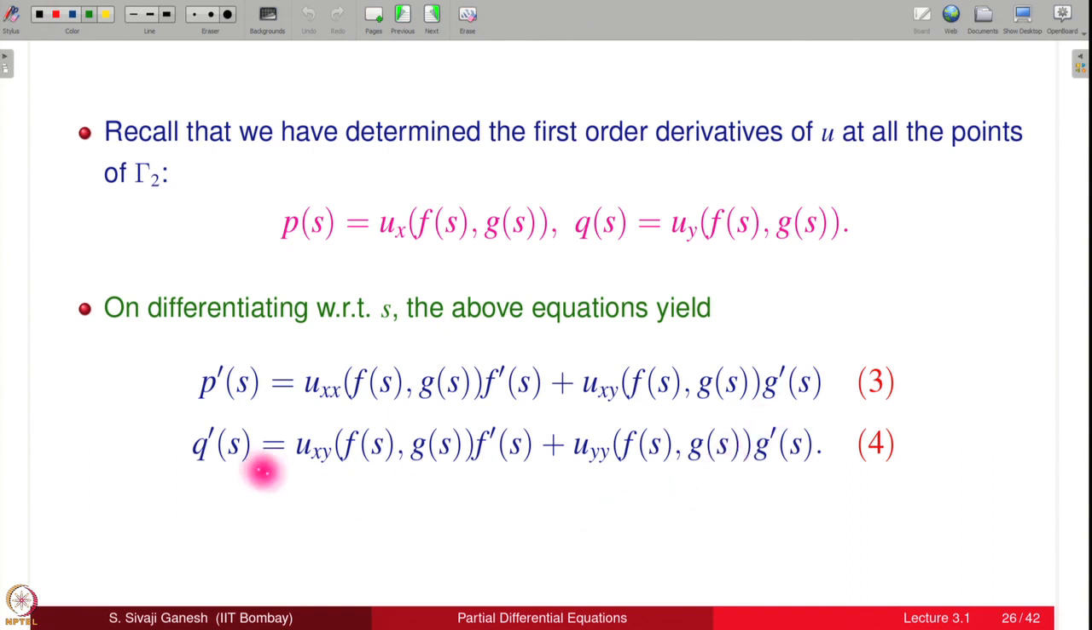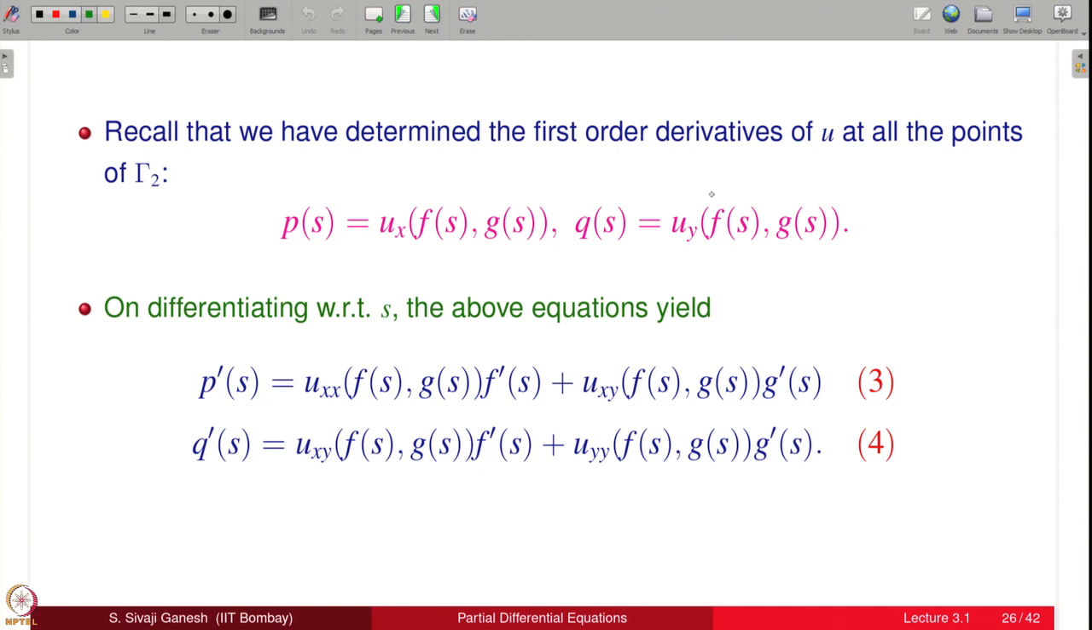Note here that the LHS, p'(s) and q'(s), is known, because p and q are known functions. f prime and g prime are anyway known. So, what are the unknowns here? u_xx, u_xy and u_yy. Note that we are not making any distinction between u_xy and u_yx. Why? Because we are planning to compute all the derivatives and then propose a formal power series expansion for the solution. Therefore, we are assuming that the solution is smooth, and for smooth functions, the mixed partial derivatives do not depend on the order in which you take the derivatives.